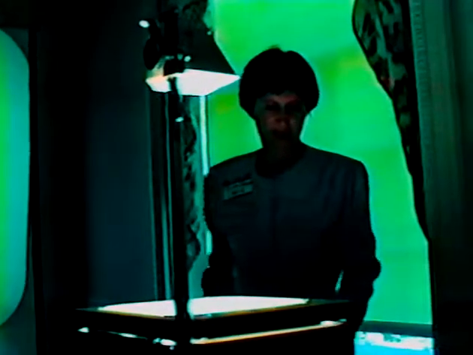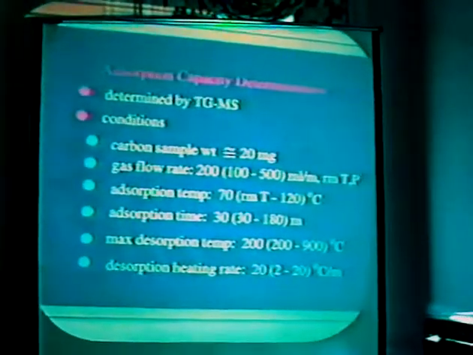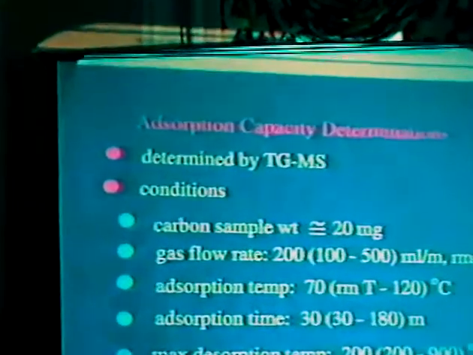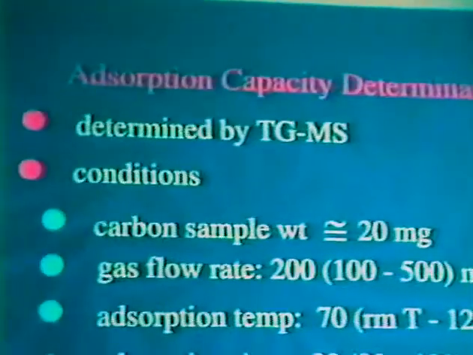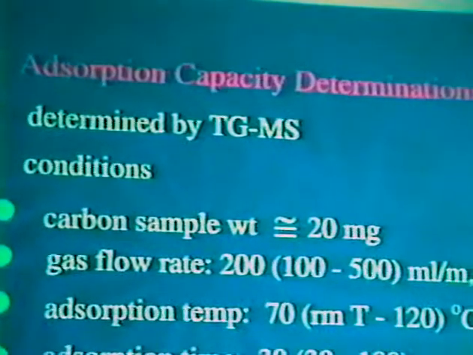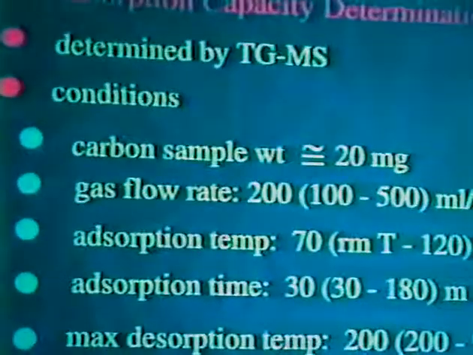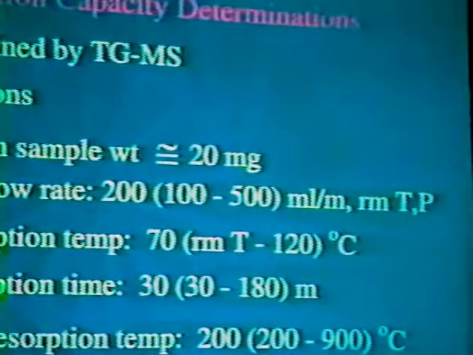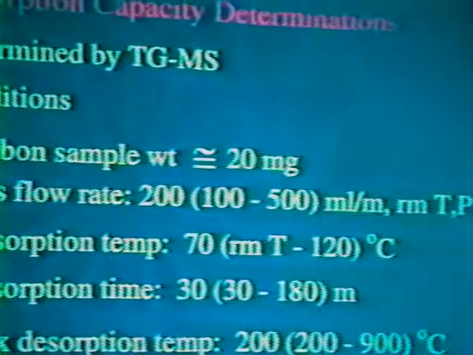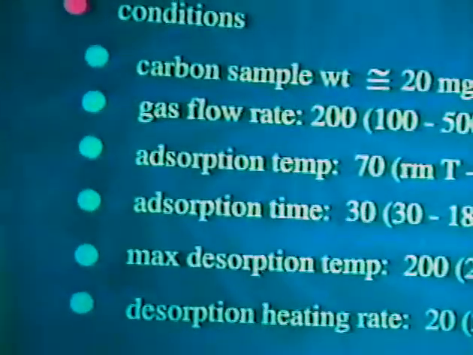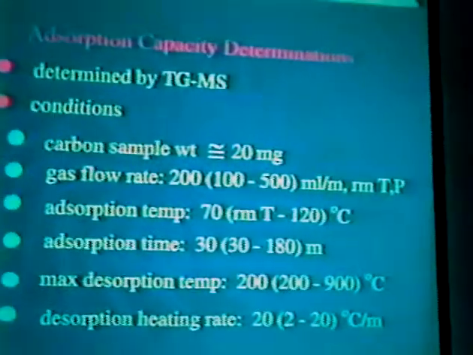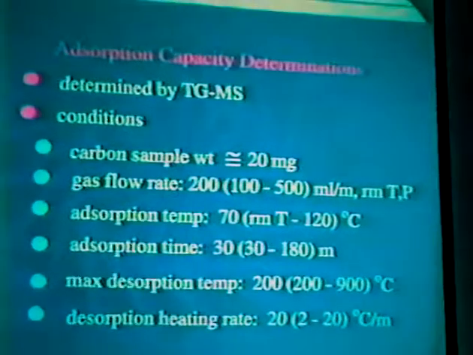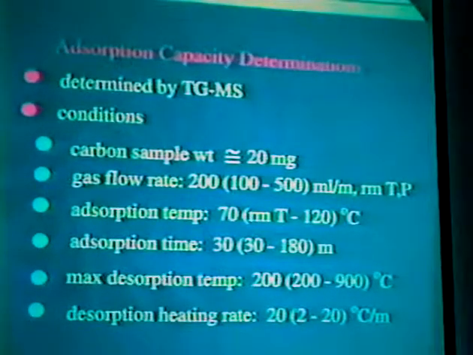Now, to look at how we determined adsorption capacity of the carbons. The method that we used at the center is a TG mass spec system that we have. We have a thermogravimetric analyzer that is coupled to a quadrupole mass spec, which allows us to determine weight gains and losses during adsorption and desorption, coupled with mass spec identification of the desorbed gases.